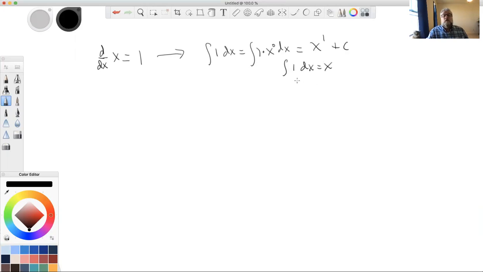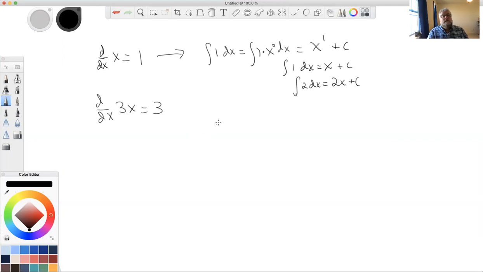What do you think the integral of 2 becomes? Yeah, it's going to become 2x, plus c. We always forget those. The integral of any constant becomes that constant times x plus c. Okay, let's do another one. Let's take the derivative of 3x. Yes, that would be 3.